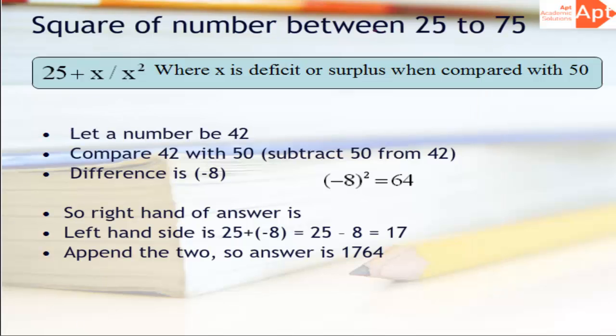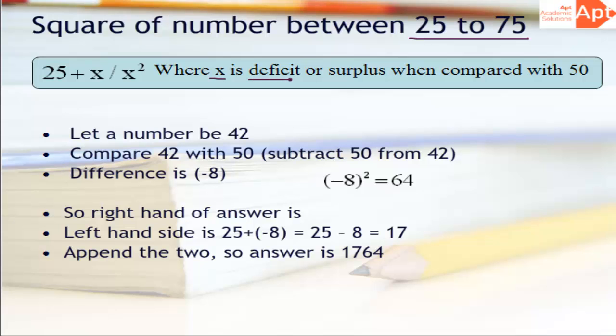That's it. Okay, now let's learn the squaring of any number between 25 to 75. Okay, for this what we have to do, we have to take 25 as a benchmark. Okay. Now our first job is to find the x. Now what is x?